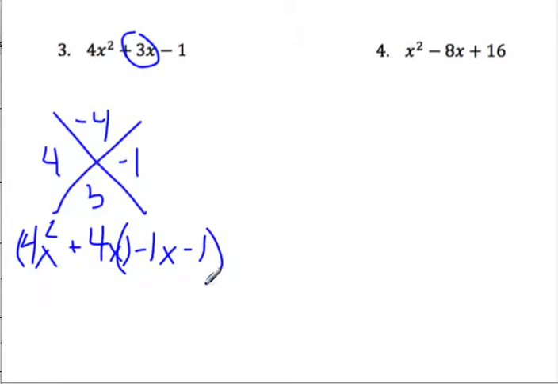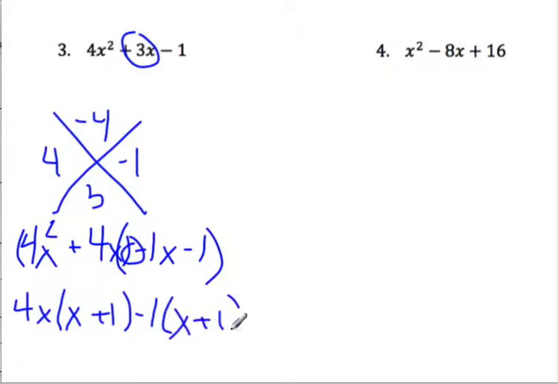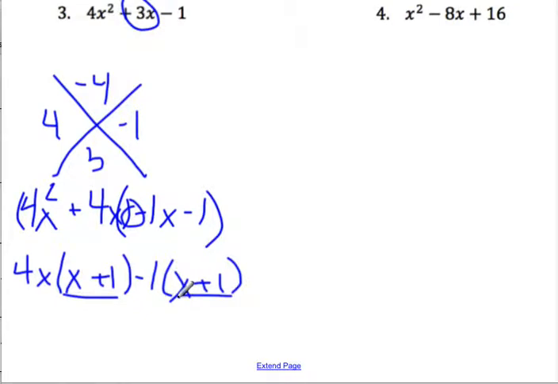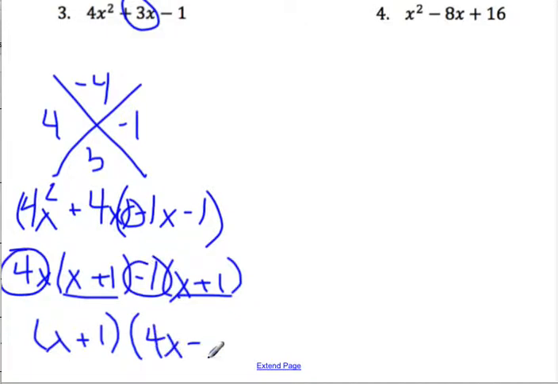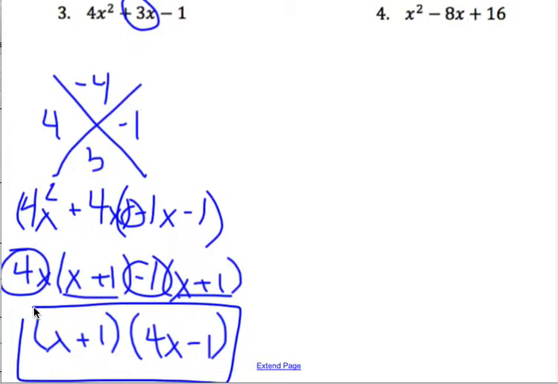Between 4x squared and 4x, I can take out a 4x. So when I divide each of those terms by 4x, I end up getting x plus 1. Then between negative 1x and negative 1, all I can do is take out a 1, and I'm going to take out a negative 1 because that sign right there is negative. And then I get x plus 1. So then these leftovers are matching, so I'm going to go ahead and write those out. And then I'm going to write what's left after that, which is 4x minus 1. So this right here is your final answer for number 3.